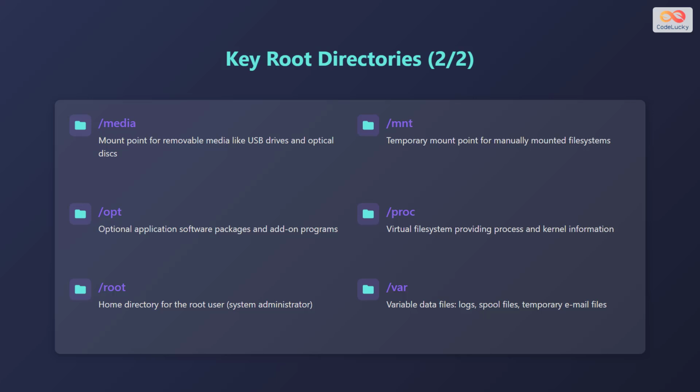The /opt directory is used for optional application software packages and add-on programs, providing a location for software that is not part of the base system. The /proc directory is a virtual file system providing process and kernel information, allowing users to view and interact with the operating system's processes. The /root directory serves as the home directory for the root user, which is the system administrator. Finally, the /var directory stores variable data files, such as logs, spool files, and temporary email files, which change during normal system operation.